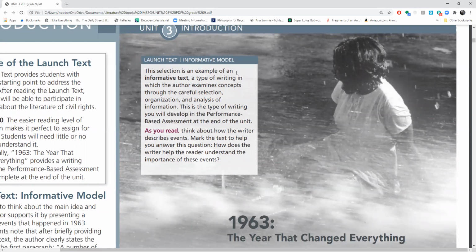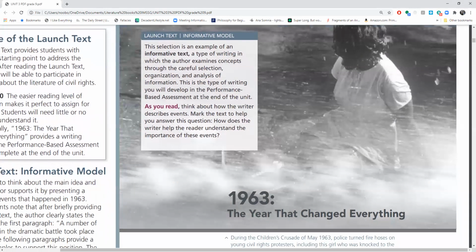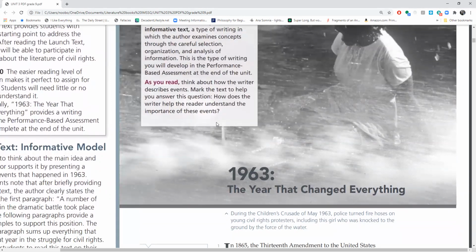This selection is an example of an informative text, a type of writing in which the author examines concepts through the careful selection, organization, and analysis of information. This is the type of writing you will develop in the performance-based assessment at the end of the unit. So as you read, think about how the writer describes events. Mark the text to help you answer this question. How does the writer help the reader understand the importance of these events?